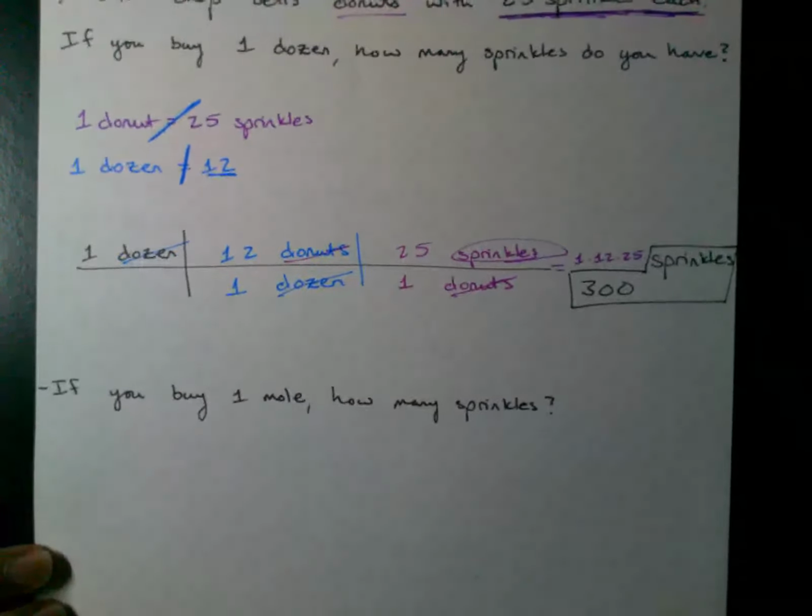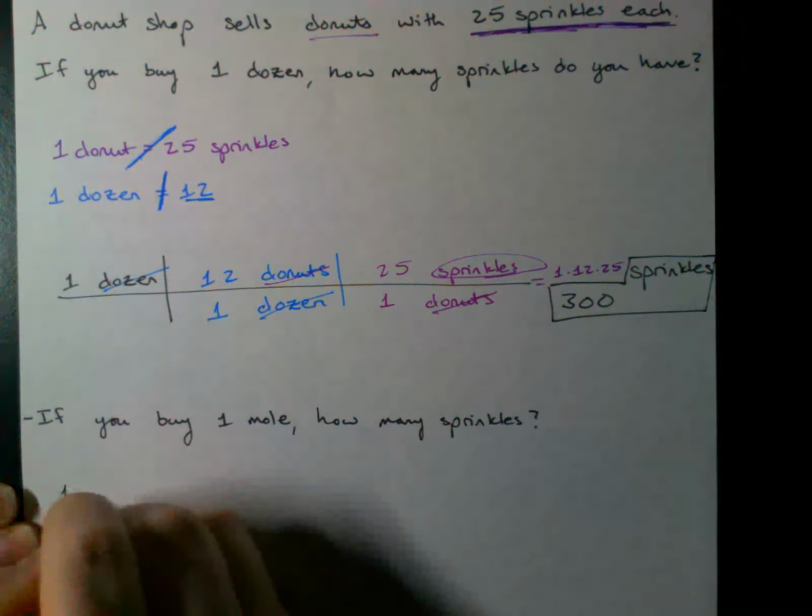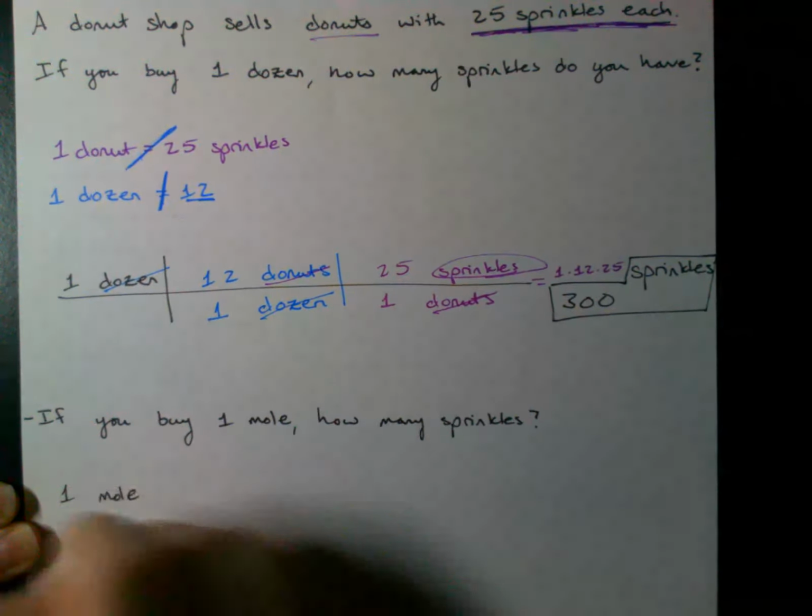Okay. So if you see the next question, this is the whole reason that we're doing this example, right? Everybody's freaked out when a mole comes into play. It's exactly the same thing. It is exactly the same setup, same concept. Don't freak out, okay? So I'm told that I buy a mole of donuts because I have lots of money.